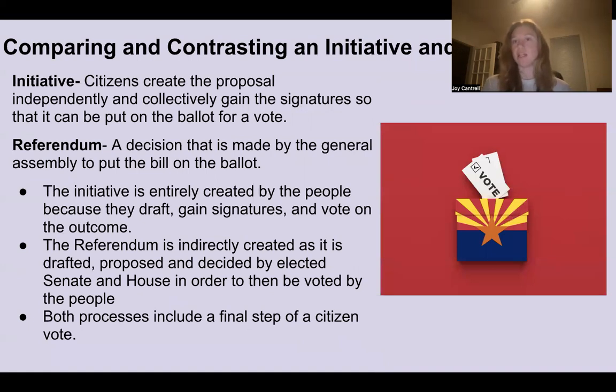So, comparing and contrasting an initiative and a referendum: first, an initiative is citizen-created and proposed independently, and it then gathers signatures so that it can be put on the ballot for everyone to vote on. A referendum is a decision made by the General Assembly to put a bill on the ballot to be decided by vote. The initiative is entirely created by the people because they draft, gain signatures, and vote on the outcome. The referendum is indirectly created, as it is drafted, proposed, and decided by the elected Senate and House in order to then be voted on by the people. Both processes include a final step of a citizen vote.